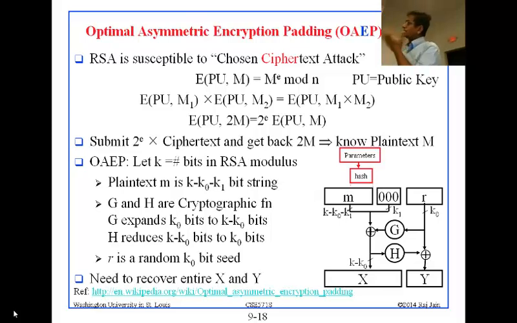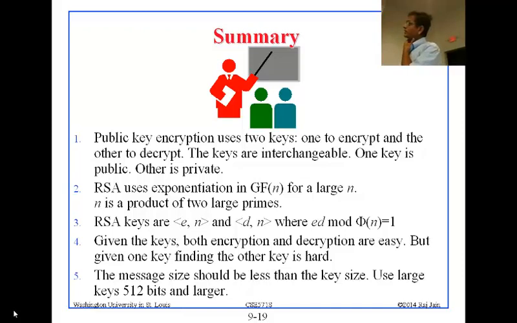Public key encryption, so basically the summary is that it uses two keys, one to encrypt and the other to decrypt. The keys are interchangeable. One key is public, the other is private. RSA uses exponentiation in GF(N) for large N, now Galois field N. So we learned about all those rings and fields and so on just to get here. For a large N, N is a product of two large primes, and that's why we learned the quotient function, because now we know the quotient function of N. And then we do the exponentiation with E and D, such that ED mod phi(N) is 1. So that is how you select the keys.